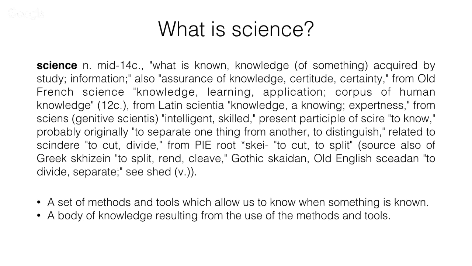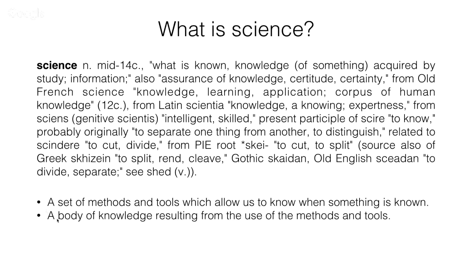So it has to do with knowledge. That's why you see knowledge in pretty much all of the meanings throughout its history. On one hand, it's a set of methods and tools which allows us to know when something is known. This is the part where it says it has a meaning of to separate one thing from another, to distinguish. When you separate something, it allows a level of discernment, and it allows you to know actually when something is known. So that's on one hand.